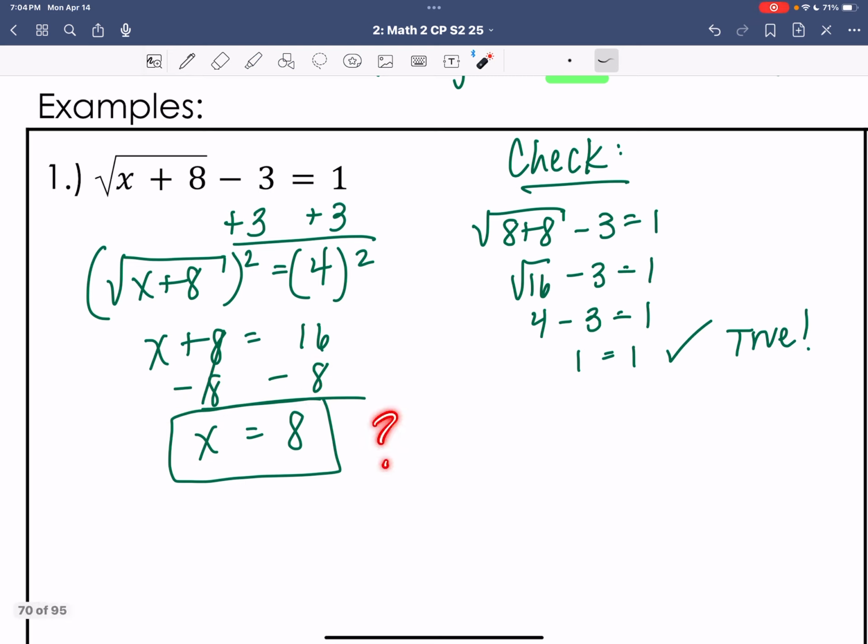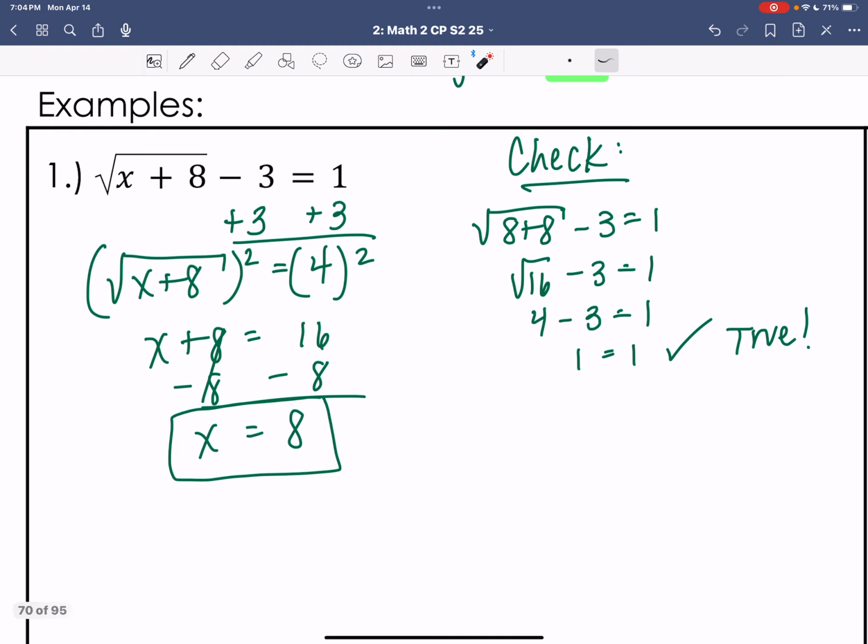Okay, so now let's check to see. We have to do that. So we're going to substitute your answer in wherever you see x, and you get 16 here. That simplifies to 4. 4 minus 3 is 1. 1 equals 1. So we know that's true, so therefore this is the correct answer.